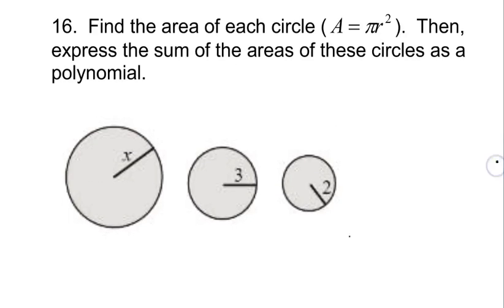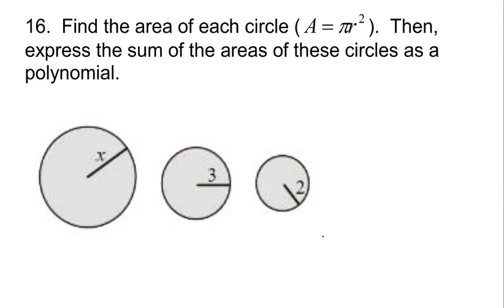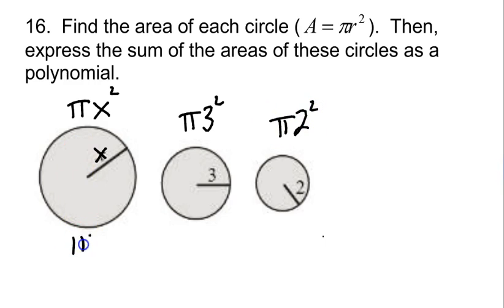What's same? In the area. R squared. Okay. Area of this would be pi x squared. This would be pi 3 squared. Oh, we already got pi 2 squared. x squared. 9 pi. 4 pi.